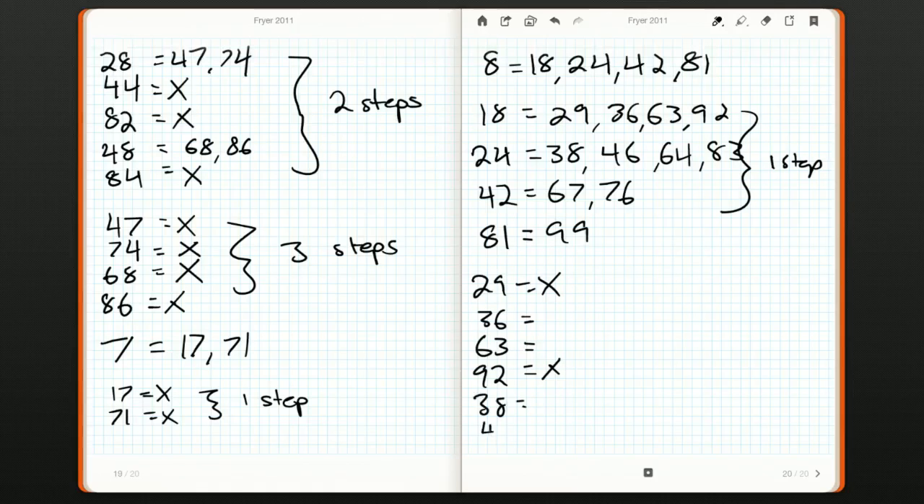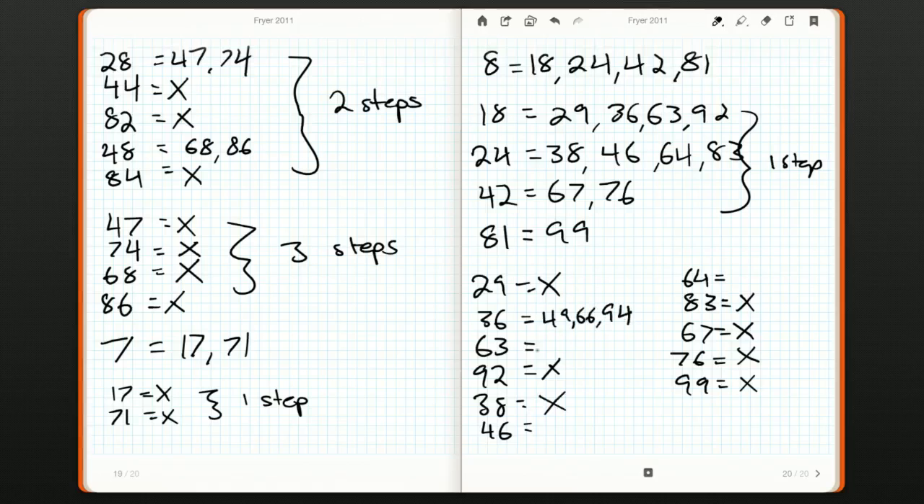38, 46, we'll do 64 over here. 83 is out. 67 is prime, so that's out. 76, 99 is automatically out. 76 is 4 times 19, so that one's out. 38 is 2 times 19, so that's out. 36, that's 2 times 18, so that's 4 times 9, 6 times 6, 9 times 4. 63 is 7 times 9, 9 times 7. 64, that's 8 times 8. And 46, that's 2 times 23, so that's out.